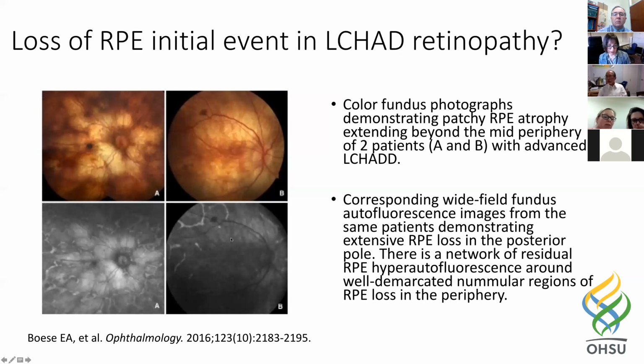So the autofluorescence in a number of patients that we've done suggests that there's extensive RPE loss in the posterior pole. And associated with that loss, there is also a dropout of the choroid, or the blood vessels that supply that area of the retina. And this progression seems to start centrally and move towards the periphery of the eye.